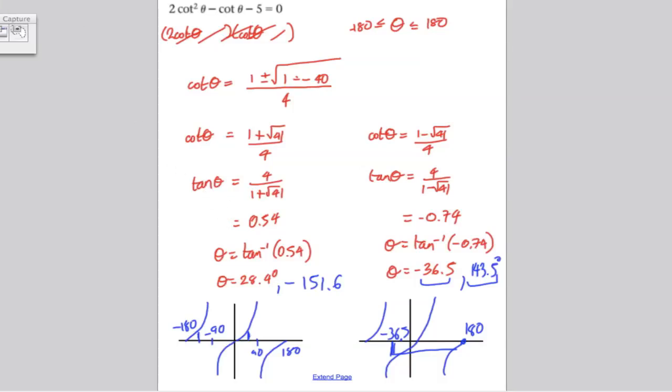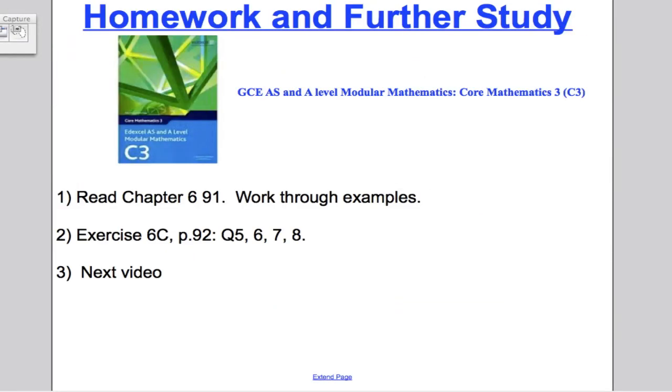Okay, and that's all for this particular video. I'd encourage you to make sure you can do all those questions and get the right answers. Read chapter 6, page 91 and look at the examples in the book. Then do exercise 6C on page 92, do questions 5 through 8.